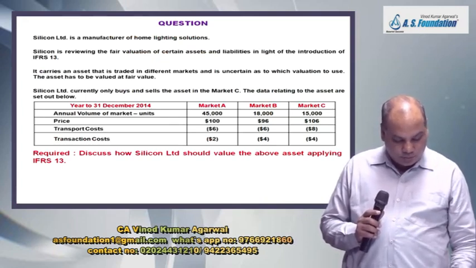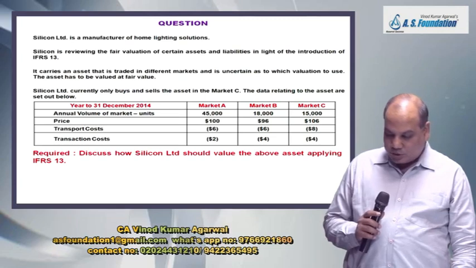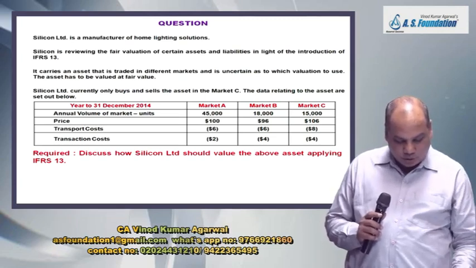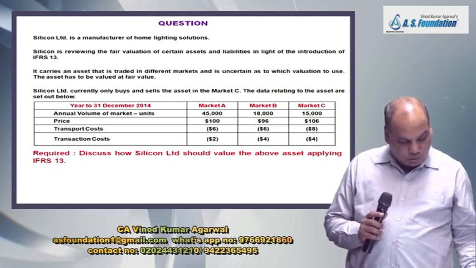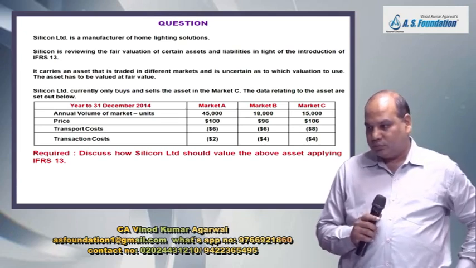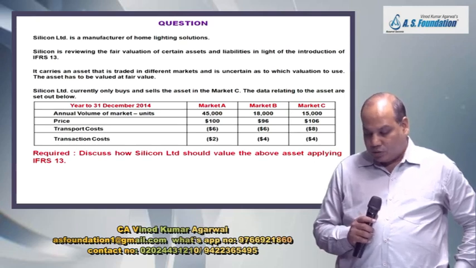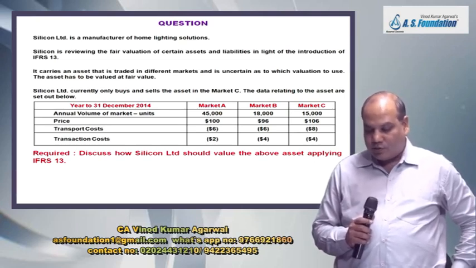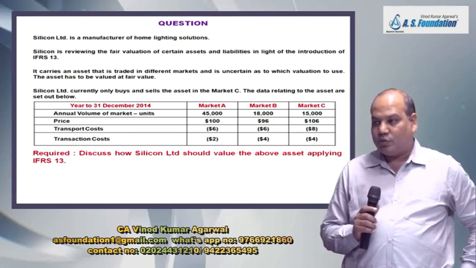Now dear students, come to question number 7. This chapter is more or less over. 2 examples we will discuss and then disclosures. Small chapter. Silicon Limited is a manufacturer of home lighting solutions.